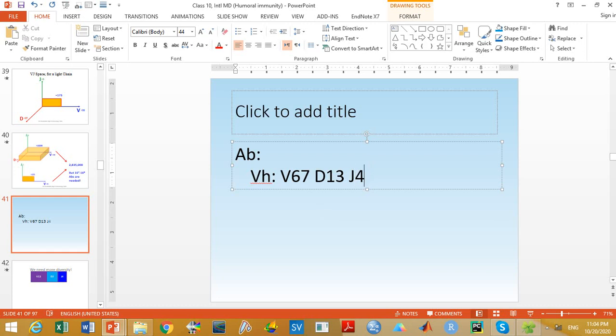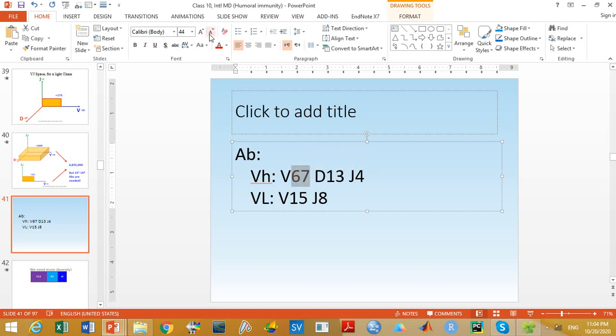So this is what I need for the VH part of that antibody. And then for VL, for that particular antibody, which is going to protect me, hopefully, against that particular pathogen, I'm going to need V15 next to J8. Okay, I'm just coming up with some numbers.